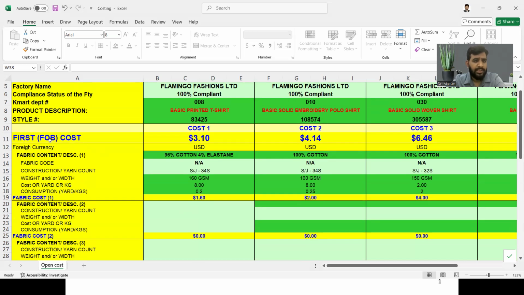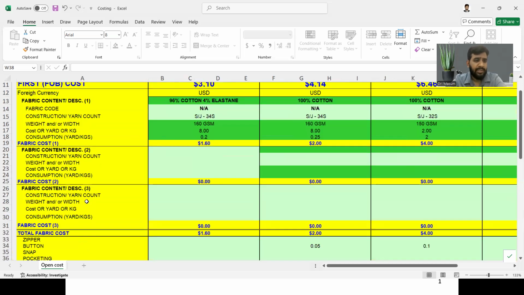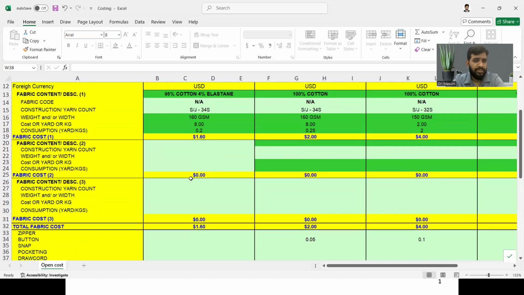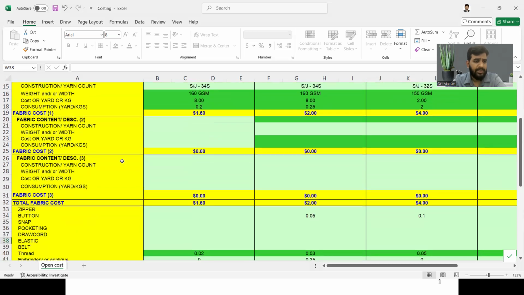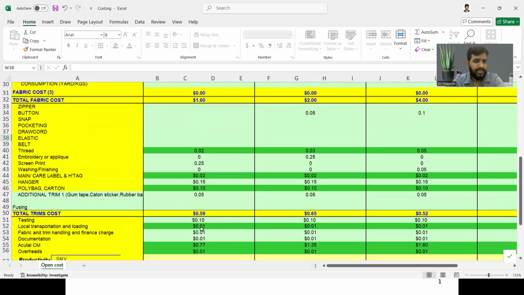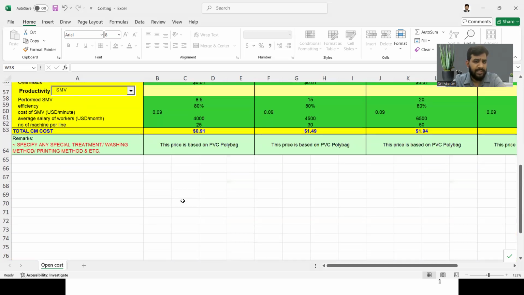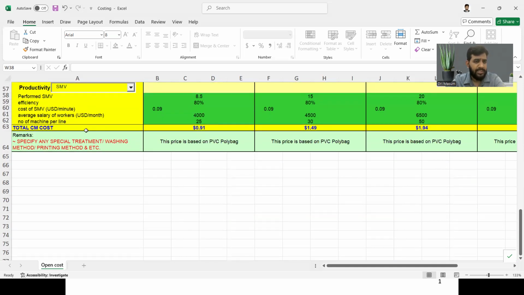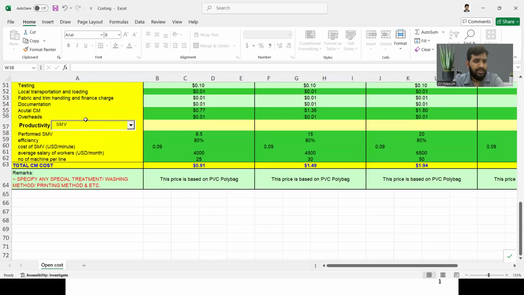But as you know, there are 11 incoterms. One of them is FOB. Other than FOB, there are several incoterms we have already discussed, and we will also discuss. And these are also tools of negotiation. And fabric cost, ultimately, what are the raw fabrics you need to produce the product? Here we need $1.6 equivalent fabric to produce a product. We need $0.59 equivalent trims and $0.91 equivalent CM cost. And CM cost is calculated using SMV or standard minute value.